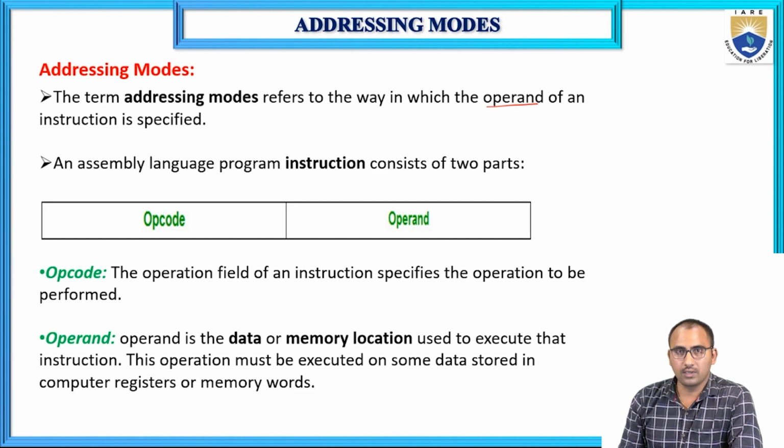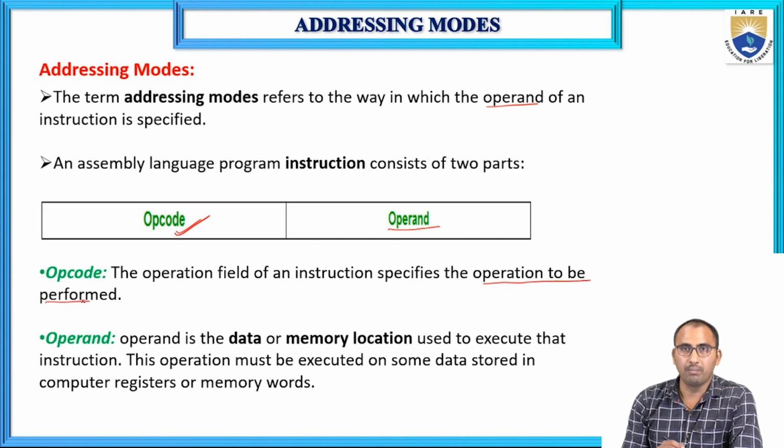If you consider any instruction, it basically has two fields. The first field is the opcode field, followed by the operand. So, opcode field and operand. What is opcode? Opcode specifies the operation to be performed. Opcode is short for operational code, and it specifies what type of operation is to be performed. That is called opcode.